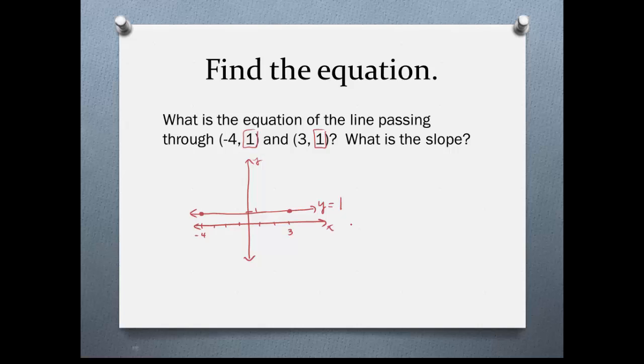And then what's the slope? Well, if I think of these 2 points here, and I want to move between the first point and the second point, the slope is the rise over the run. Well, to get from the first point to the point over here at 3, 1, I don't have to go up or down at all. So the rise is 0. And the run in this case is, I think, 7 units. And 0 divided by 7 is 0. So a horizontal line has a slope of 0.